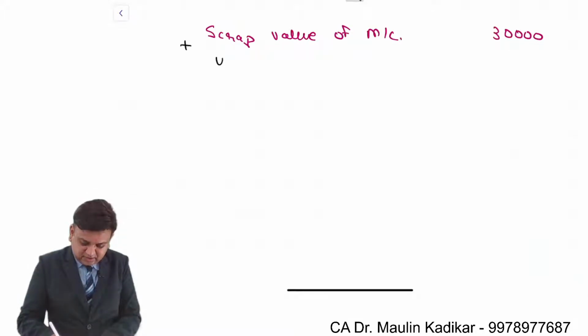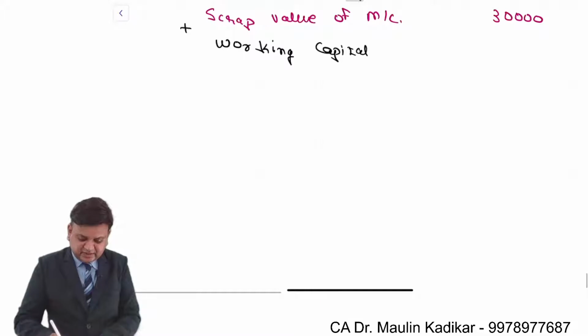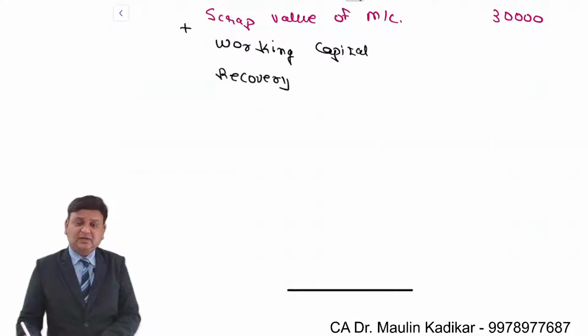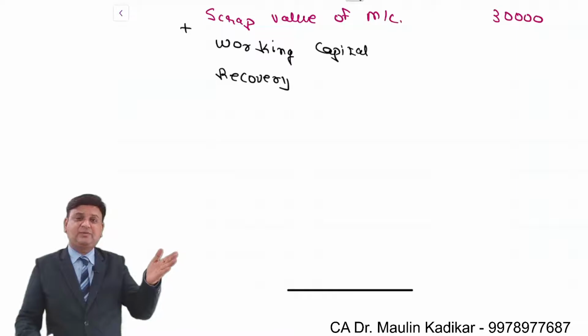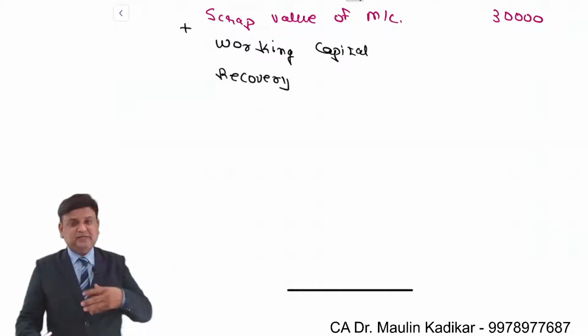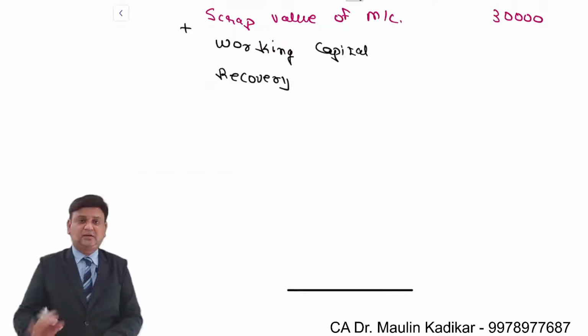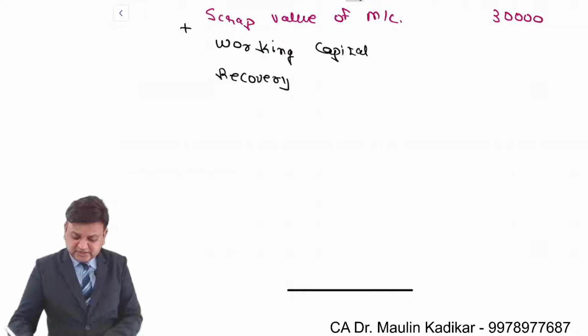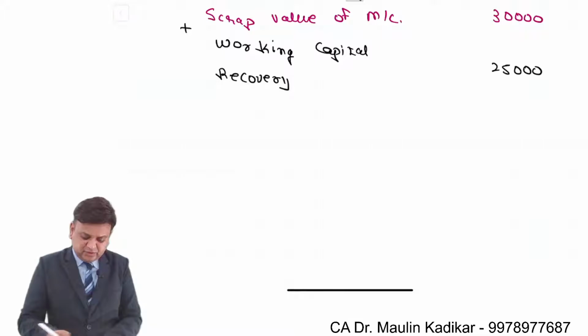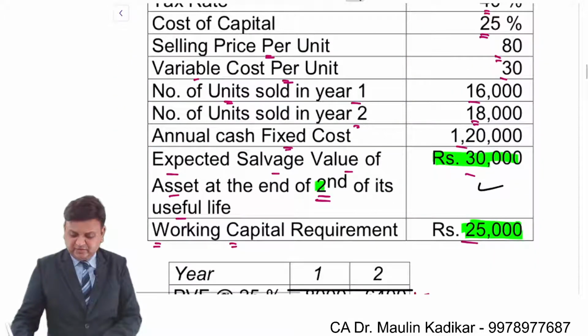Plus working capital recovery. Dear students, we make an assumption that whatever working capital we had invested in the business would be recovered when the project is terminated. Whatever stock we have must be sold, whatever is due from debtors is collected, and whatever we owe to creditors is paid. So there is recovery of working capital of 25,000, and this is what we are going to receive at the end of the second year when the project is over.